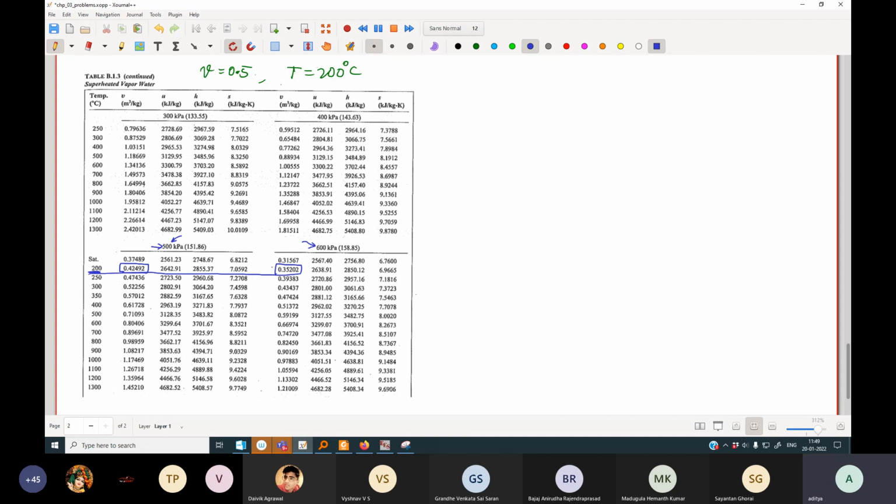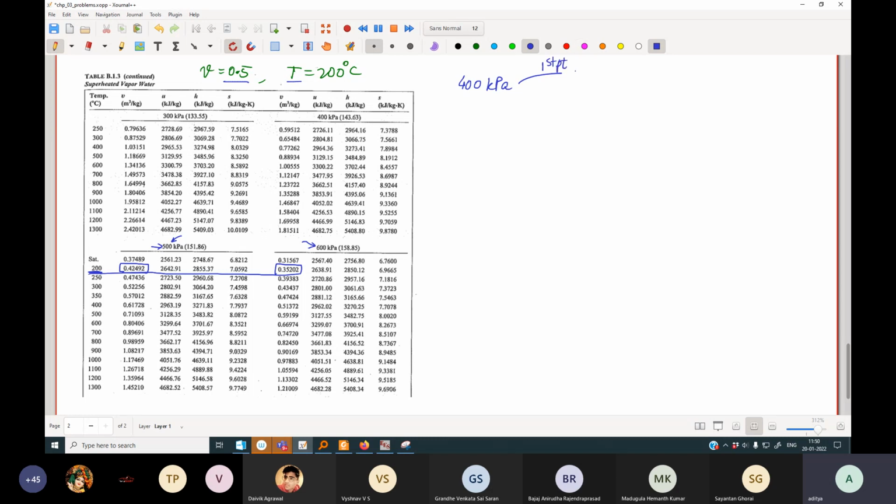So what does this small observation imply? That obviously the pressure has to be lower than 500 kilopascal in order for us to get to a specific volume of 0.5 at T equal to 200 degrees Celsius. This should be your logical conclusion, right? So let's see. At 400 kilopascal, we don't have any 200 degrees Celsius entry. So what do we do? How do we do it? At 400 kilopascal, we have to interpolate.